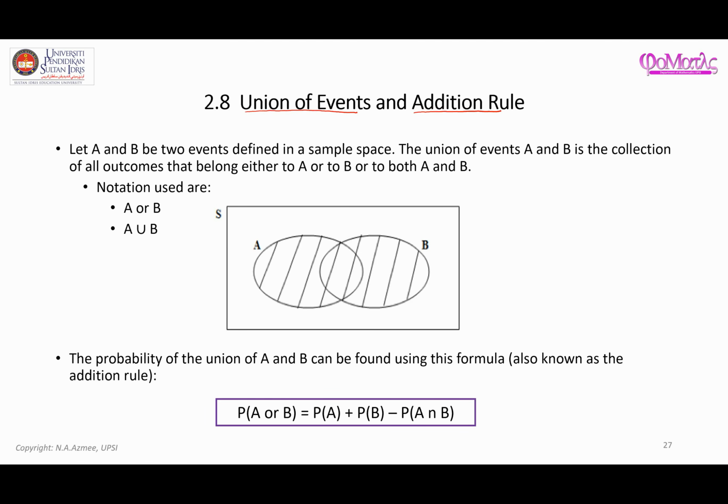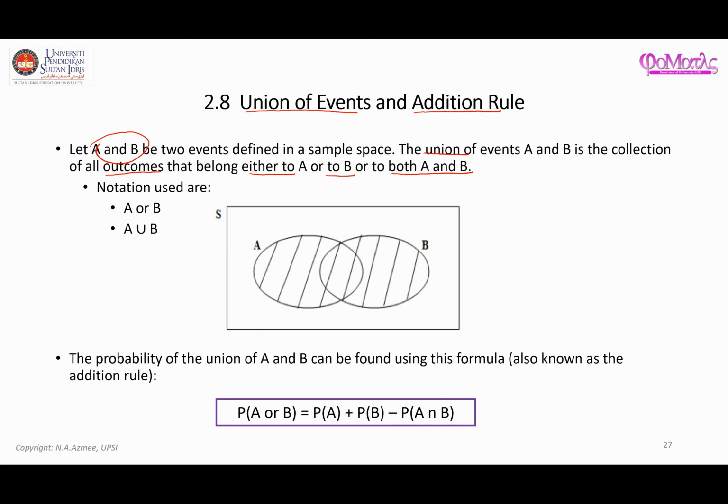In this video, I'm going to talk about the idea of union of events and the use of addition rule. So here we've got A and B as two events that are defined in a sample space. And when you talk about the union of events A and B, then you are essentially talking about having all the outcomes that belong either to A or to B or to both A and B.